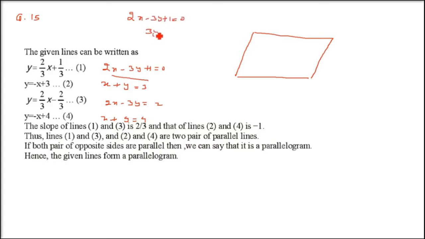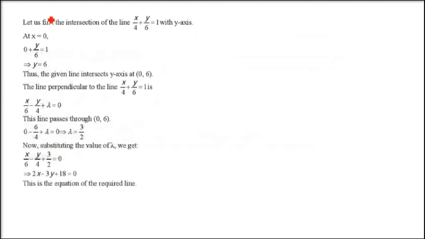2x minus 3y plus 1 equals 0. 3y equals 2x plus 1. Y becomes 2 by 3 x plus 1 by 3. So now m here is 2 by 3. The slope of this first line is 2 by 3. If you see, the slope of the third line is also 2 by 3. So first and third are parallel. The second line and fourth line also have the same slope m, so the second and fourth lines are also parallel. So this is a parallelogram because opposite sides are parallel.